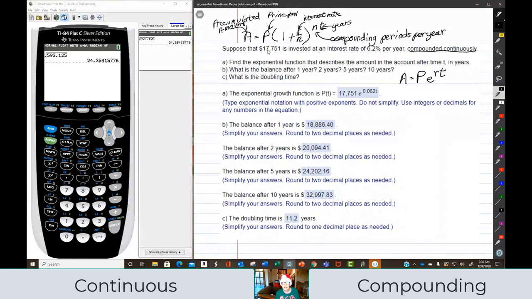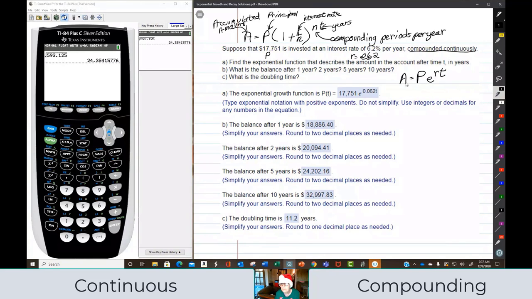So let's read the story here. Suppose $17,751 is invested at an interest rate of 6.2% per year, compounded continuously. Okay. Our P, the principal, it says here, is $17,751. And our interest rate is going to be 6.2% with the decimal moved two places to the left. So that r is going to be written as 0.062.